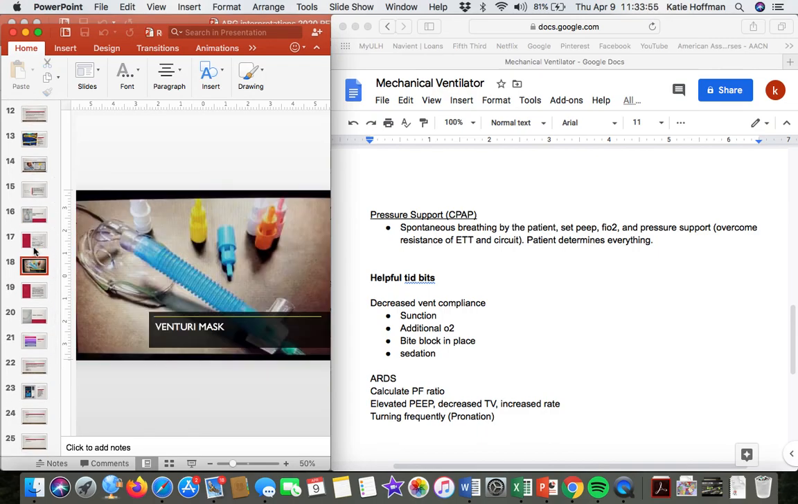Same thing, a little more information on non-rebreather. For Venturi masks, this just gives you a more accurate percentage. So you can set the amount of oxygen flow and percentage of oxygen. The Venturi device is going to deliver FiO2s between 28% up to 55%. These are going to be your travel pieces for your trach patients.